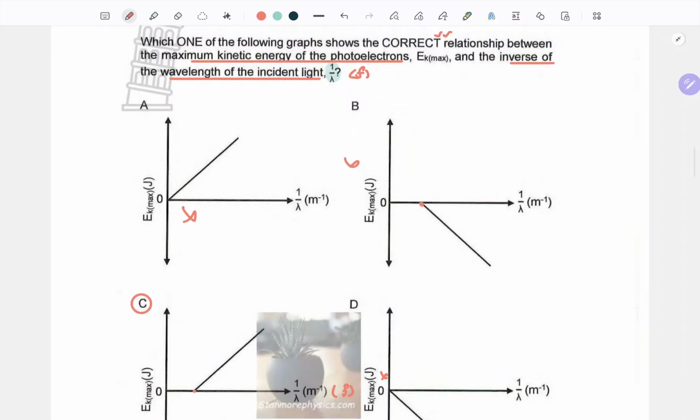But here's how to make sure that even if you didn't know this, you can still work your magic. Remember, we know that the energy of a photon, which is going to be the Planck's constant times the frequency, is going to be equal to the work function of the metal plus the kinetic energy maximum of the photoelectrons. So this is the photoelectric equation. In fact, the work function is going to be the Planck's constant times the threshold frequency.